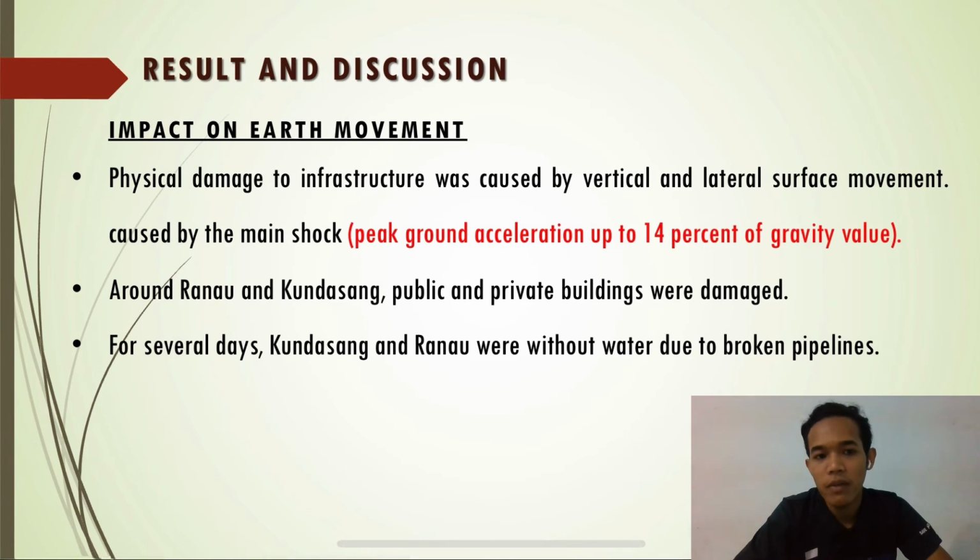Next, for the impact on Earth's movement. First, physical damage to infrastructure was caused by vertical and lateral surface movement caused by the main shock, which had a peak ground acceleration of up to 14% of gravity value. Second, around Ranau and Kundasang, public and private buildings were damaged. For several days, Kundasang and Ranau were without water due to broken pipelines.